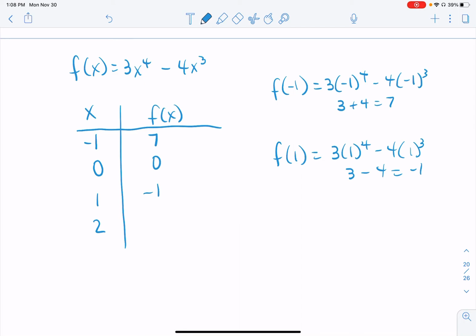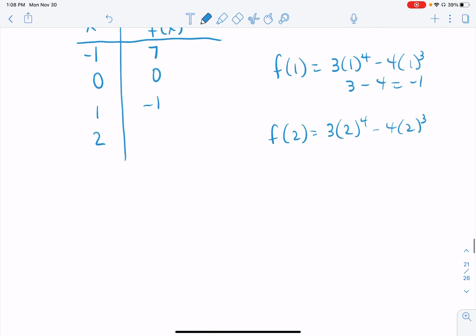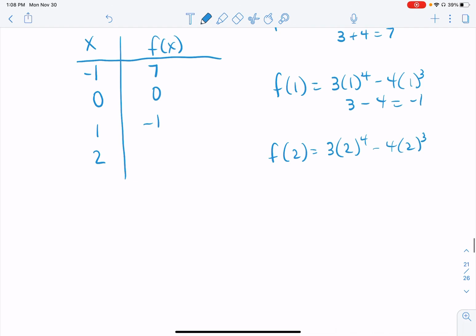And then one last one. I need to find f of 2. And I could plug that in: 3 times 2 to the fourth, minus 4 times 2 to the third. And I could do the direct substitution like that, or I can do synthetic. Let's give that a try.